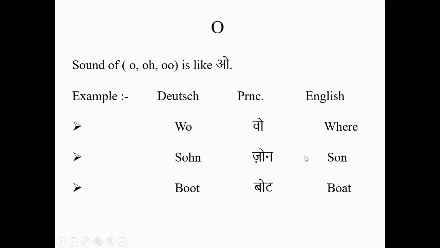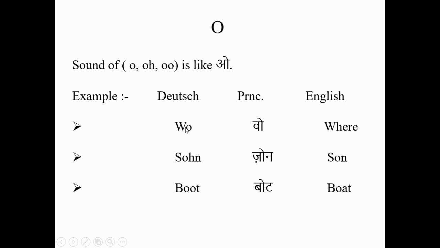Next is o. The sound of o, oh, and double o is like "o". For example, wo means where. Next is Sohn. Sohn means son. Next is Boot. Boot means boat.